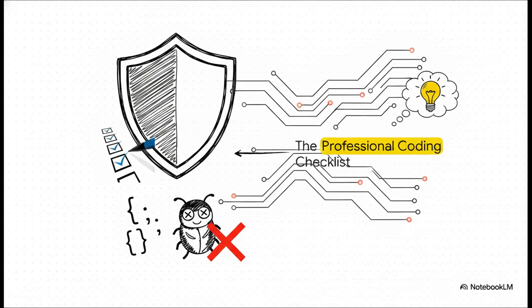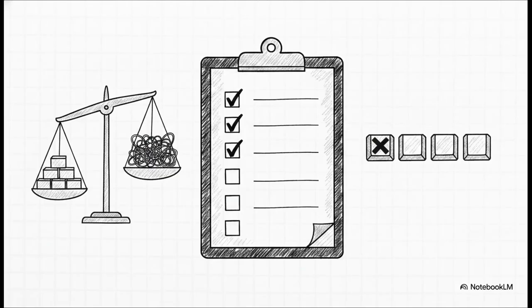Basically, every professional programmer uses a mental checklist just like this to prevent bugs and ensure they're building high-quality software. Okay, here are the vital habits you need to adopt today. First up, manage your performance. Avoid excessive object creation, use lazy initialization when it makes sense, and always, always close your resources.